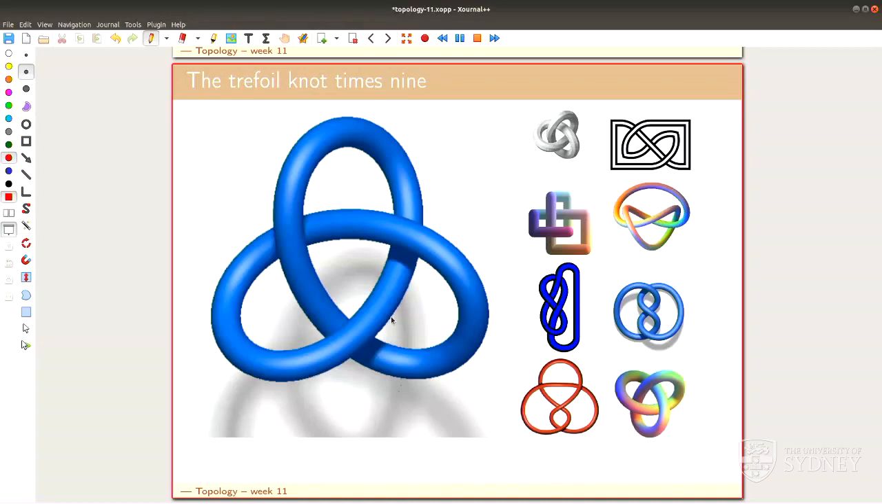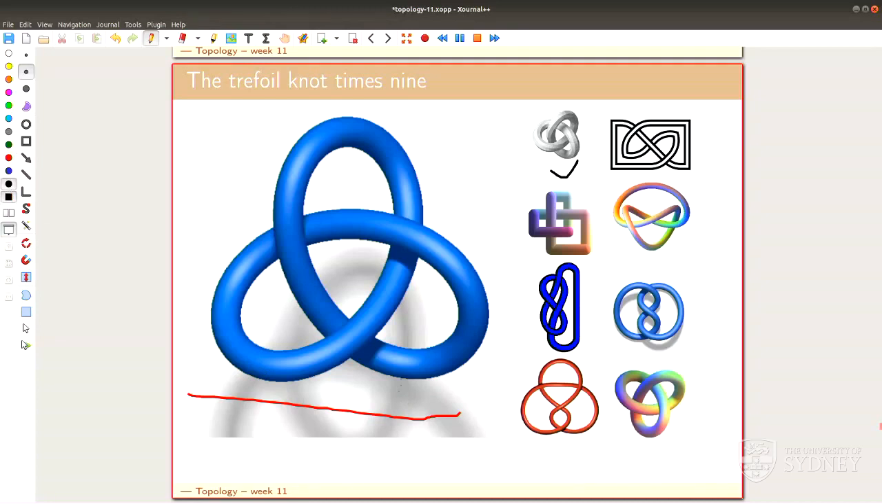So here's another one. All of these are different versions, in some sense, strange projections, if you want, of the trefoil. This is kind of the standard picture of the trefoil, but I claim that all the others are trefoils as well. Let's check it.